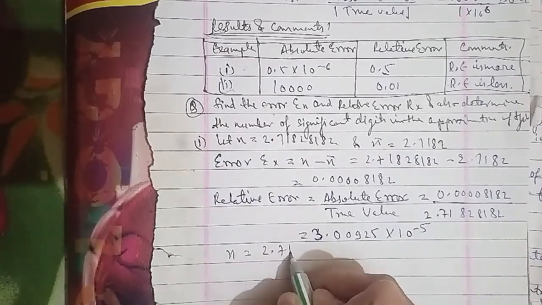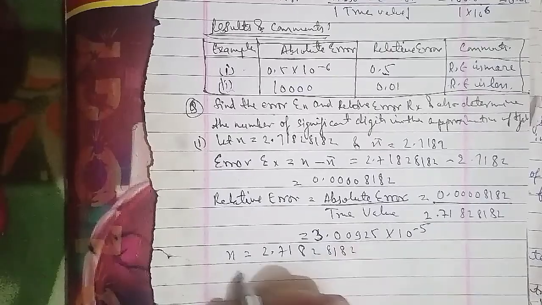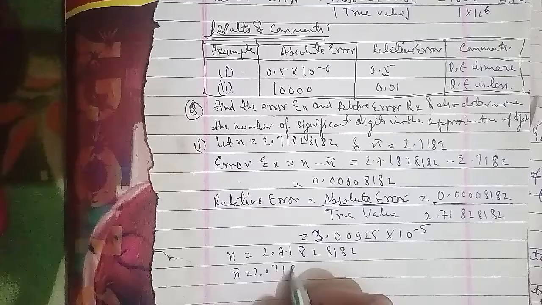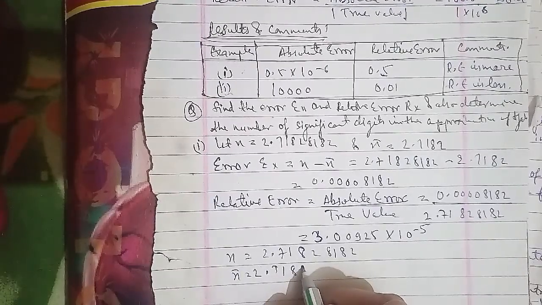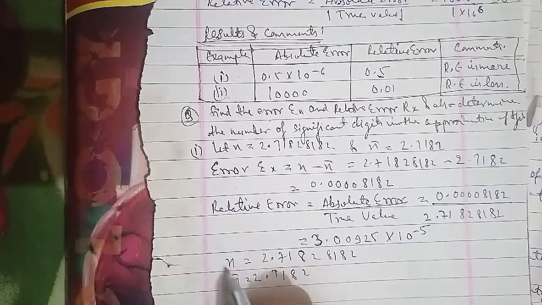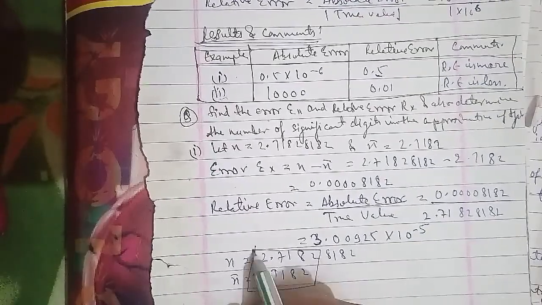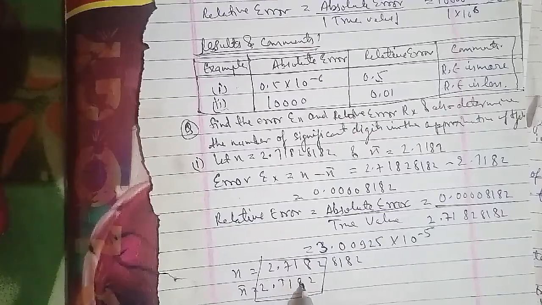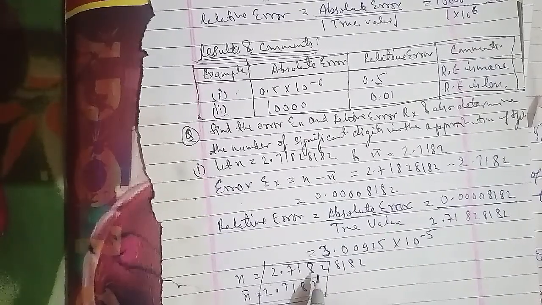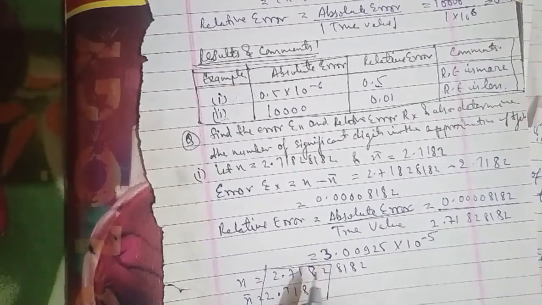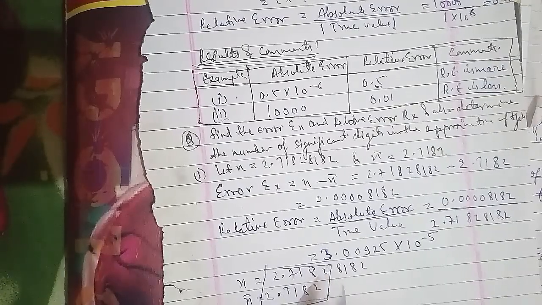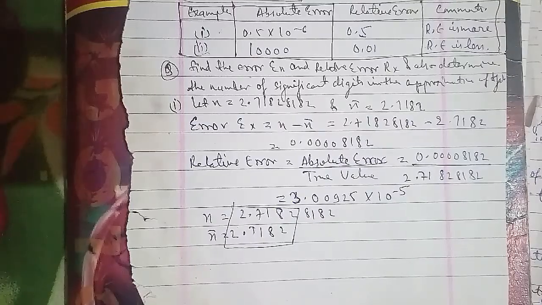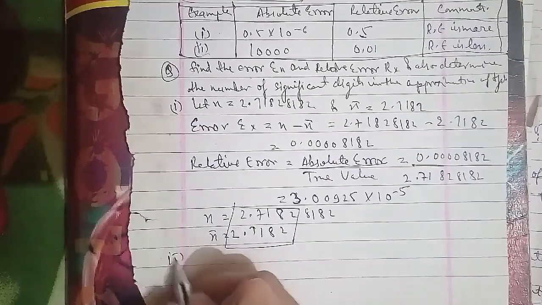We'll talk about the second one, another question for the same. Let y equal 98350 and y bar equal 98000. For that, error y equals y minus y bar, 98350 minus 98000, which equals 350.